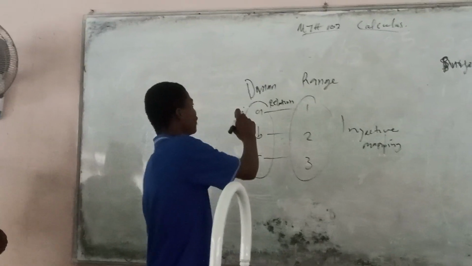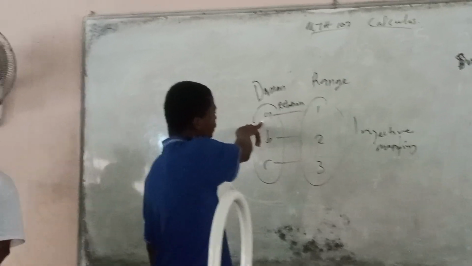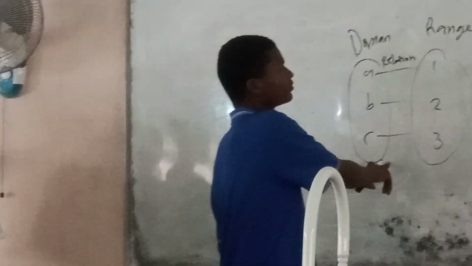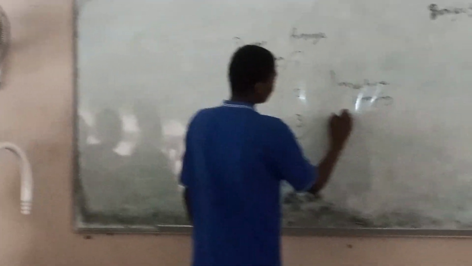And also, not all injective mapping, all the values in the domain must be mapped out to make up an injective mapping. And also, we still have surjective mapping and more. I don't understand what they are saying. Can you go and help them? Please.